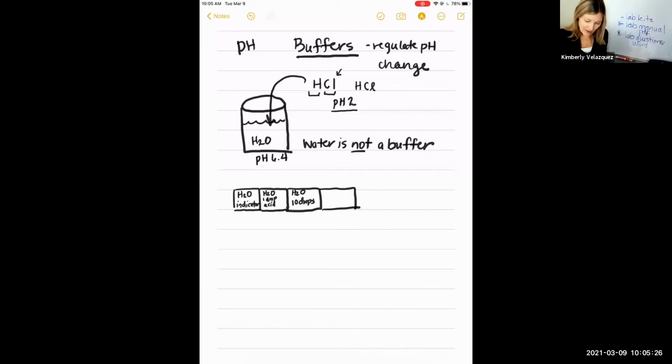Okay, then in this one, you're going to have water and 10 drops. And I'm going to show you that diagram in a minute that shows exactly what you're adding to each cell. Okay, then you're going to have water and 1 drop of sodium hydroxide. Okay, sodium hydroxide is a strong base.